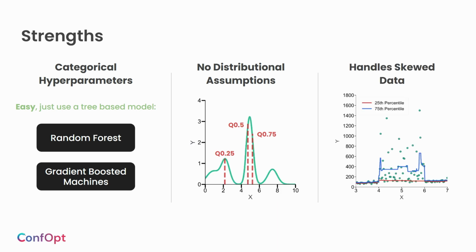And then this is basically a subset of the previous strength, but because it doesn't assume a normal distribution, it can also handle skewed data. So for instance, here you can see some data where the data is roughly uniform from 3 to 4, and then from x equals 4 to x equals 6, it sort of explodes a little, and you get this very long upward tail distribution of y, and so the data is heavily skewed, and also you get this hard floor at y equals 100 or so.